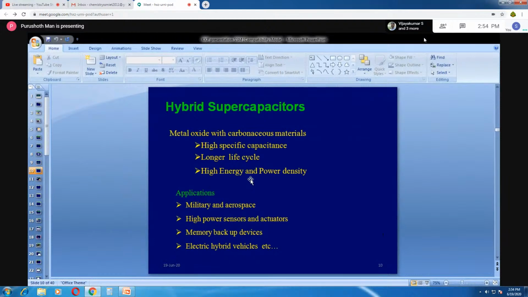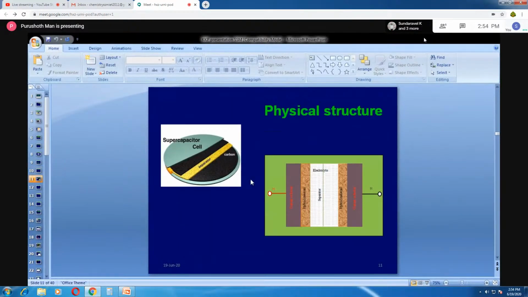What is the advantage of these supercapacitors? This is mainly used in power devices like military and aerospace applications, high power sensors, actuators, and electric hybrid vehicles. Nowadays in China, they are using supercapacitors in electric hybrid vehicles practically. So this is the typical structure of a supercapacitor. This is similar to the battery structure.